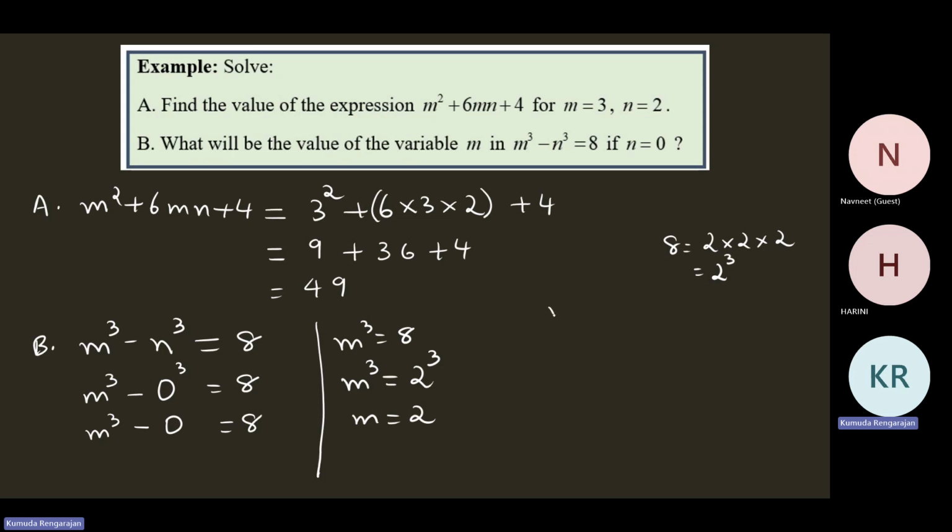What do you mean by comparing both the sides? We have m cubed is equal to 2 cubed, right? So you can cancel the 3 and 3 here. So m is equal to 2. The value of m is 2.